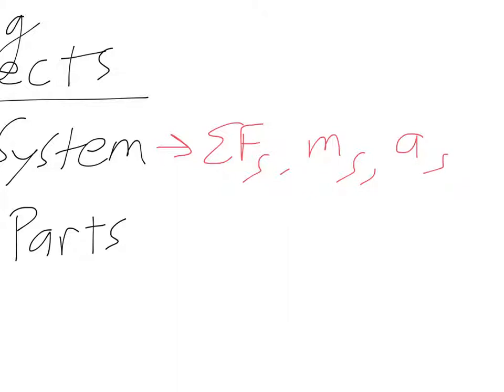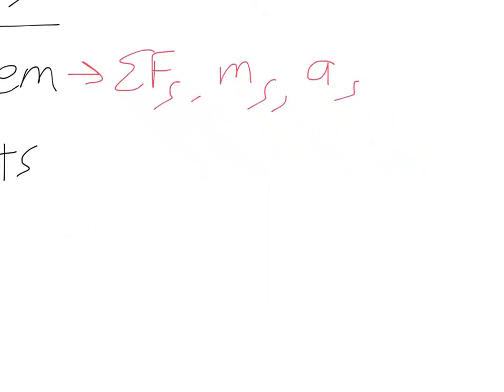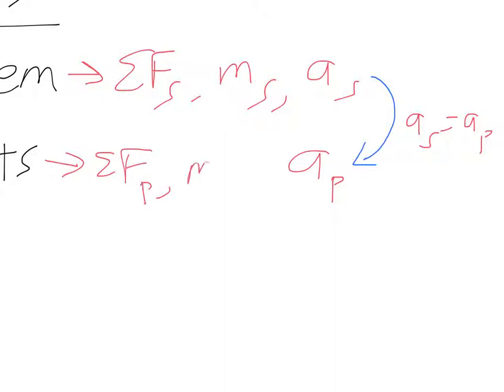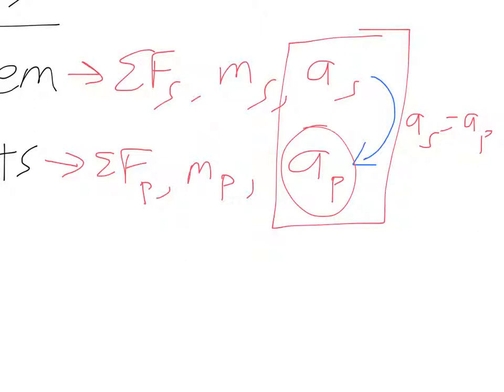Since these objects are interacting, the acceleration of the system and the acceleration of the part are going to be the same. That's going to allow us to solve information about the parts of the system, knowing that those two numbers are going to be the same. So the parts that we would be interested in are the net force on a part, the mass of that part, and the acceleration of that part. The link between these is that if they're attached to each other, however one is accelerating, all of them are accelerating the same.